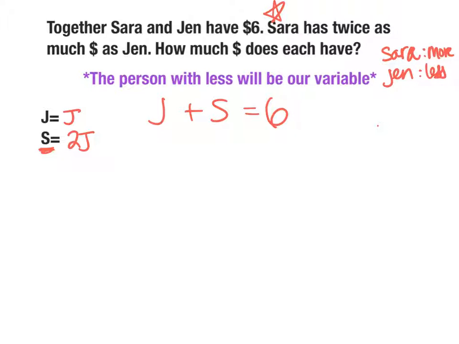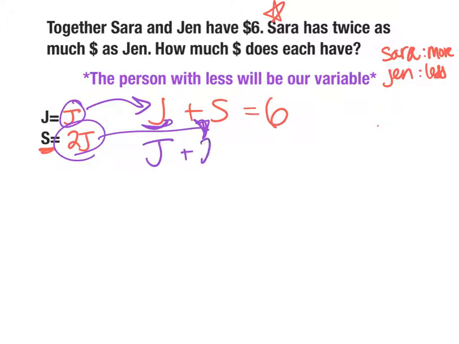What should I put now instead of J? What should I write? Well, I don't have to substitute anything for J, because Jen is Jen. Instead of Sarah, what should I write? 2J. Perfect. What's a J plus 2 more J's? 3J. Good.